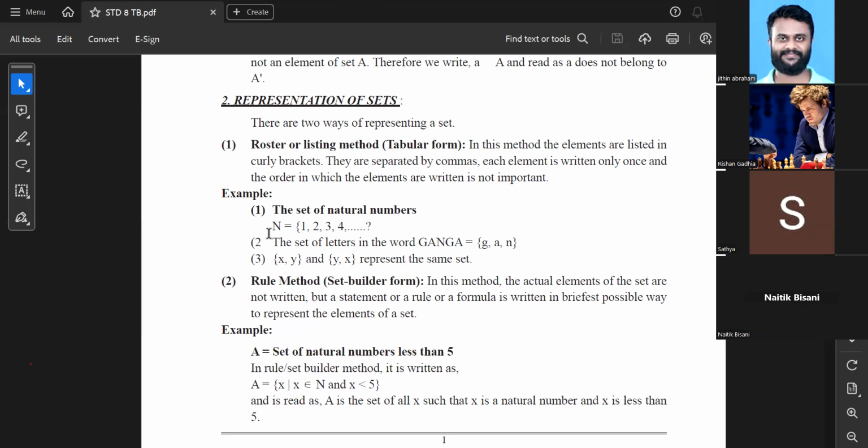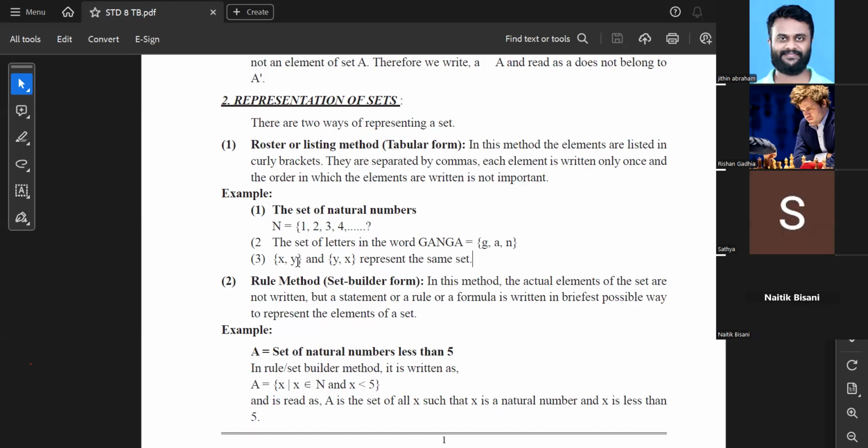So this is a tabular method where the symbol is equal to brace brackets. Inside, whatever elements we wish to write, we write all the elements one by one. Whatever elements are repeated, we won't write the repetition, but we will write all the elements one by one. Such representation is called tabular form, also called listing method or roster method. First, you have to write everything. Second, you don't have to repeat the letters. For example, in Ganga, G and A are repeated, but we won't write the repetition. Third, the sequence doesn't matter. You write GAN, ANG, NAG, anything. Sequence doesn't matter at all.